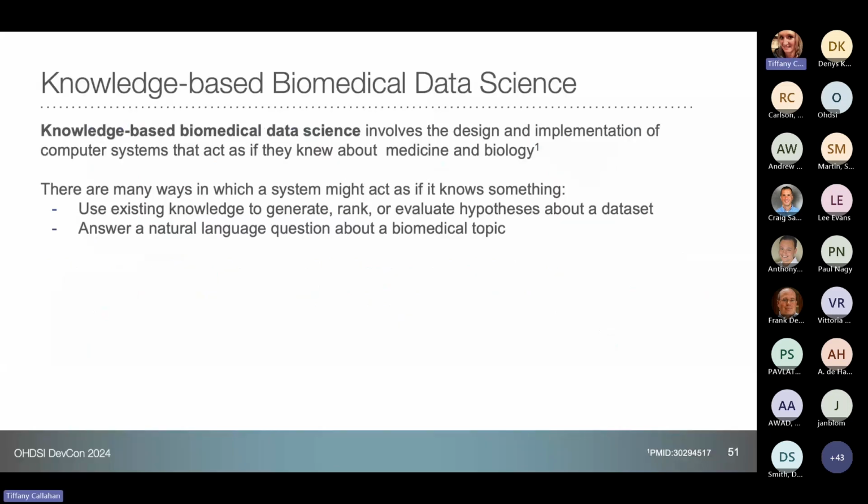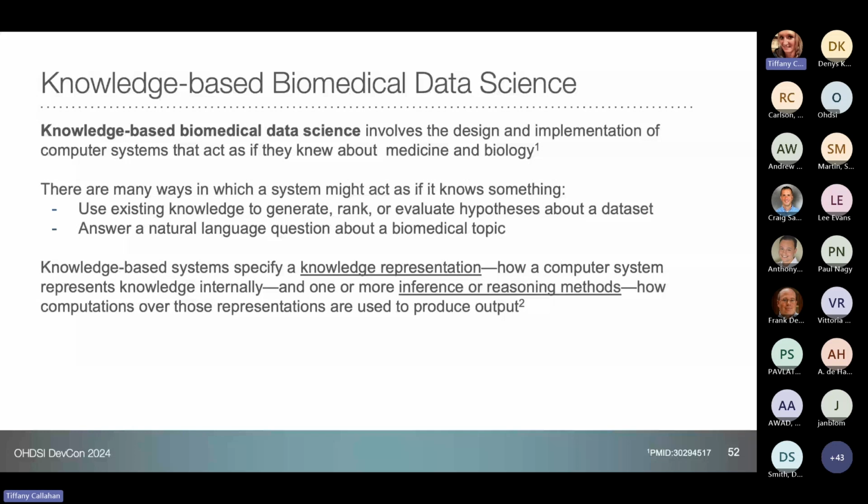So knowledge-based biomedical data science involves the design and implementation of computer systems that act as if they knew something about medicine and biology. And there are many ways in which a system might act as if it knows something. It could use existing knowledge to generate, rank, or evaluate hypotheses, or it could answer a natural language question about a biomedical topic.